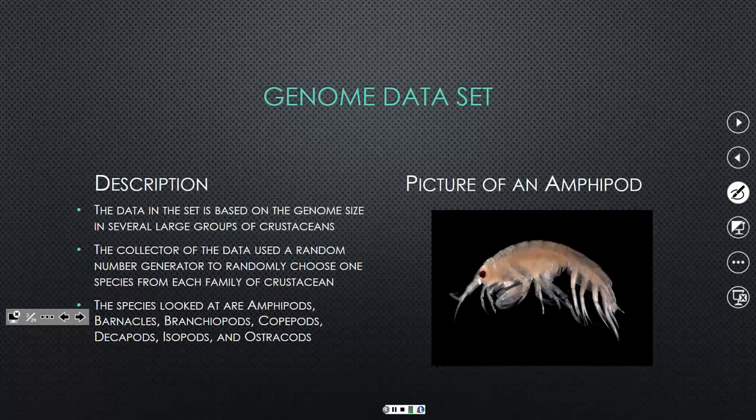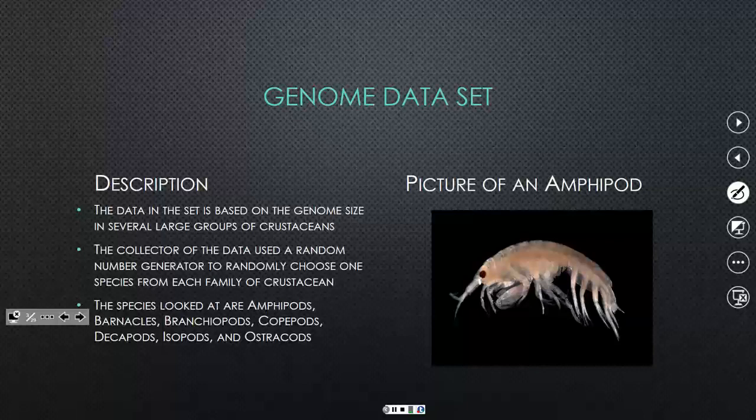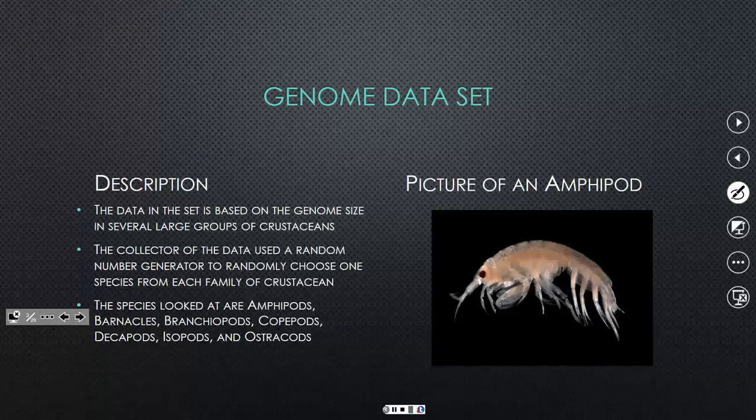So I did two data sets. The first one was a genome data set, on different groups of crustaceans. It was based off the genome size in several of the larger groups of crustaceans found in the ocean. The collector of the data used a random number generator to randomly choose a species from each of the crustacean groups. The groups looked at are amphipods, barnacles, brachiopods, copepods, decapods, isopods, and ostracods. And that's just a picture of a really cute amphipod, I think.